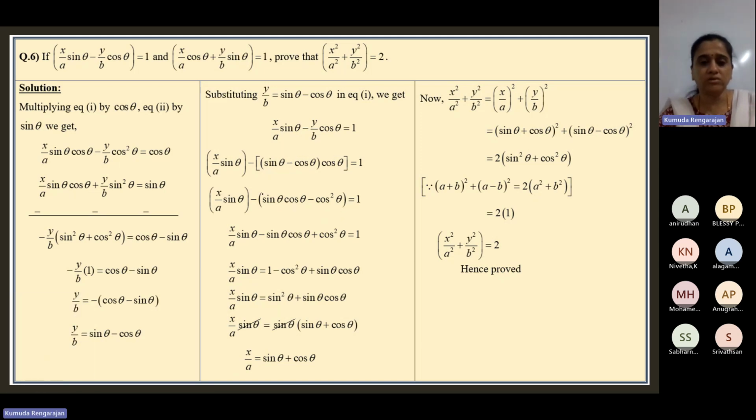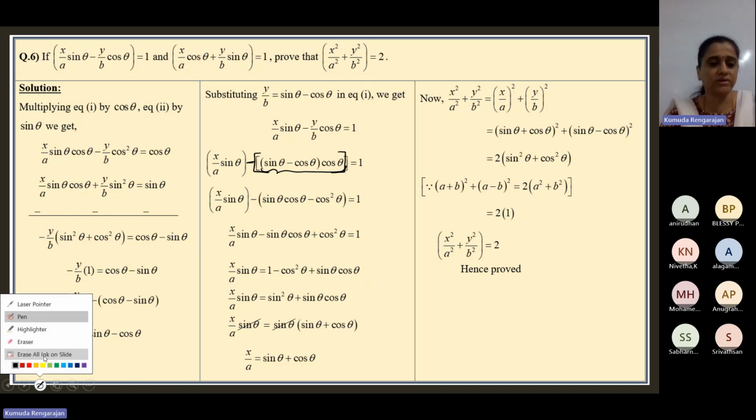Now open this bracket also. You can open all the brackets once and for all. You can do minus sine theta into cos theta, minus sine theta cos theta. You can do it in one step also. Then minus into minus plus cos theta into cos theta is plus cos square theta. So I have opened this bracket first, and then the whole thing has a minus sign here. So then again, in the second step, I've opened this bracket. So you can do everything in one step.